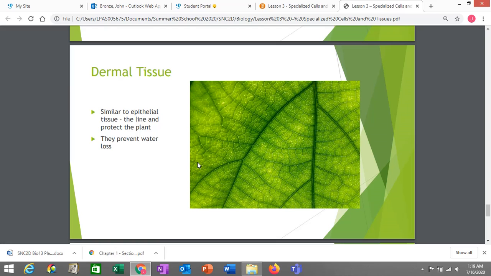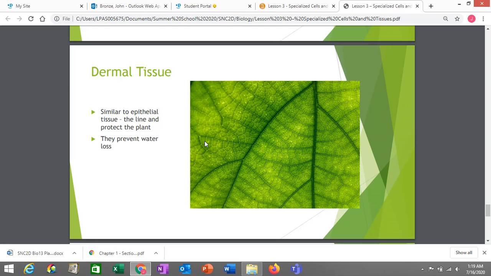Okay, so what are the different tissue types that can be formed from meristematic tissue? Well, one of them would be dermal tissue. This is kind of like your epithelial tissue but for plants. These are the tissues that line and protect the rest of the plant. So you can think of the outer surface of a leaf. And what you might notice is that there's a waxy cuticle on top of a leaf, right?